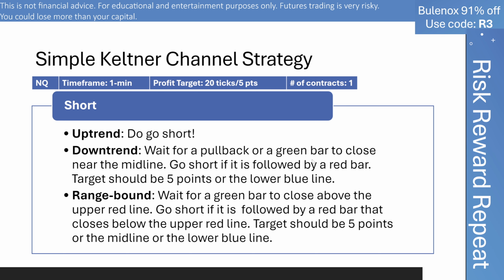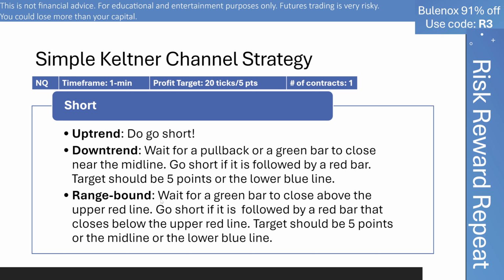So we wait for a pullback in a downtrend, or a green bar to close near the midline, and we go short if it's followed by a red bar. Exactly opposite of what we did for going long, right? And the target should be 5 points or the lower blue line. We will look at the examples for this one as well, but I'm, again, just going through the strategy right now.